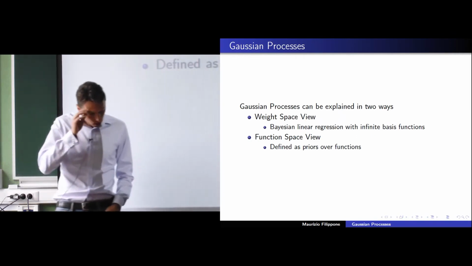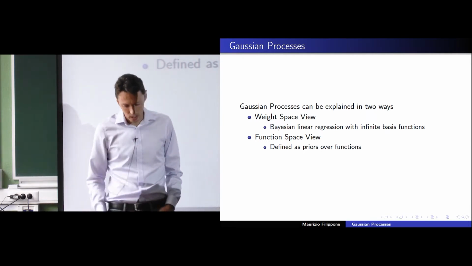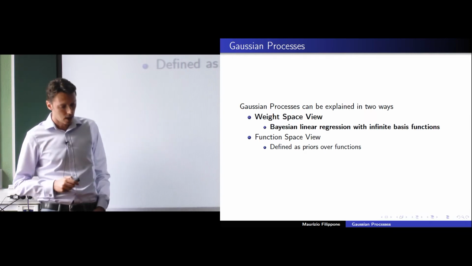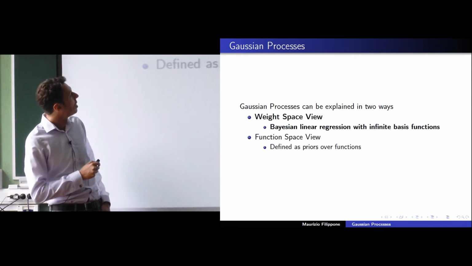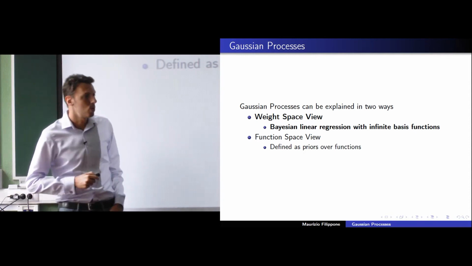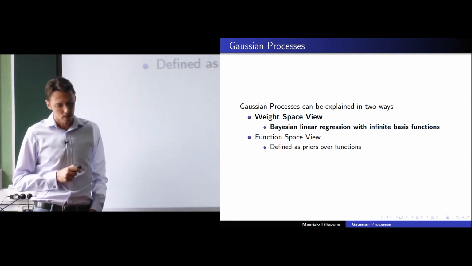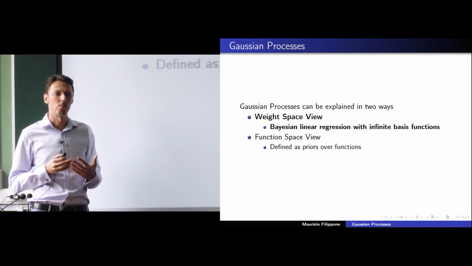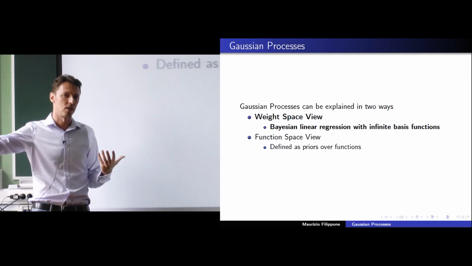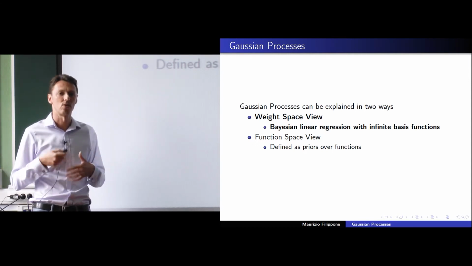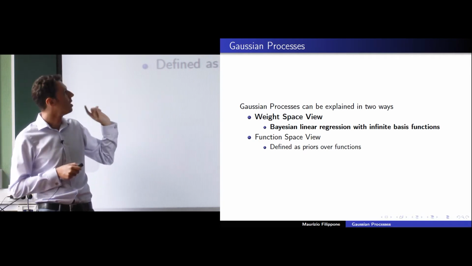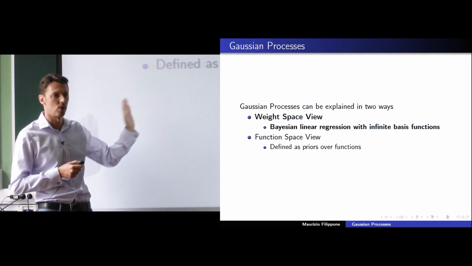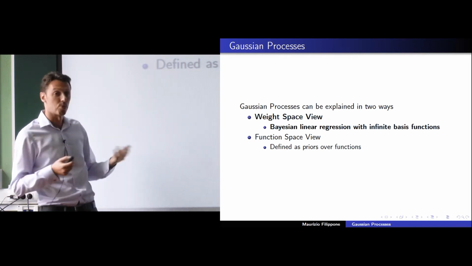I told you that there are two ways that we can use to explain Gaussian processes, the weight space view and the function space view, and I'm going to tell you a little bit about both. In the weight space view, you think about Bayesian linear regression, and the only thing you do is make the number of basis functions grow to infinity. This is a very similar construction to kernel machines. So I'm going to start from Bayesian linear regression to give you a brief recap and then show you how you derive Gaussian processes from there.